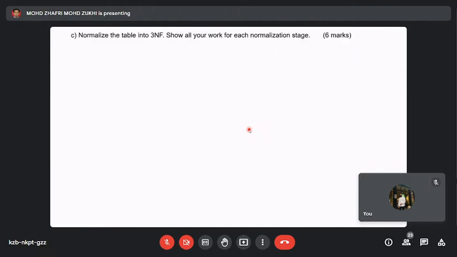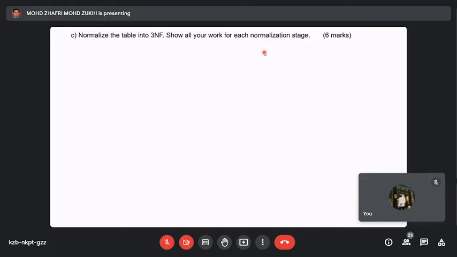Next, the crucial one, the critical one. Normalize the table into third normal form. Show all your work for each normalization stage. So from here, it means they want you to show the normalization at the first normalization form, followed by the second normalization form, until you manage to normalize your table into third normalization form. You need to put all of these three stages of the normalization.